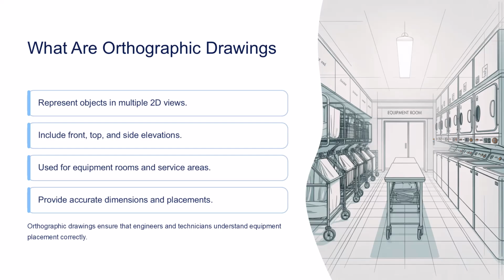They provide exact dimensions and accurate placements, ensuring that engineers and technicians know where every component should go. This method eliminates guesswork and supports precise planning for service areas, utility rooms, and tight spaces where accuracy is essential.